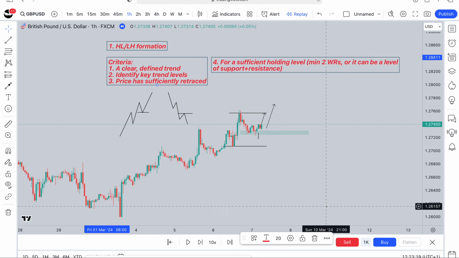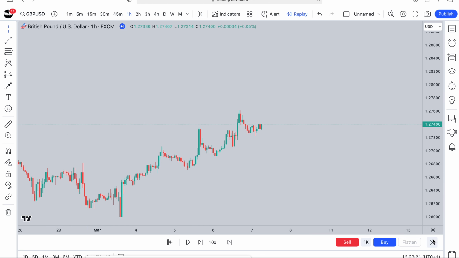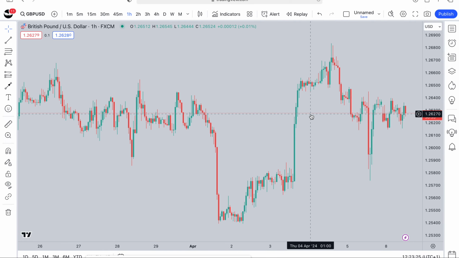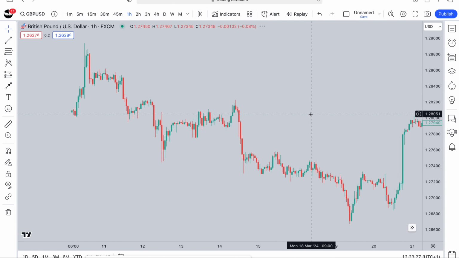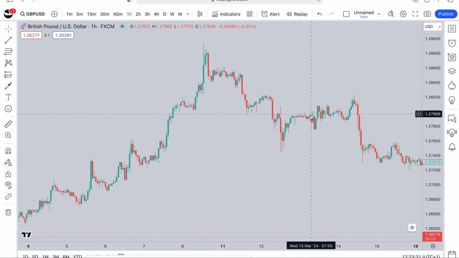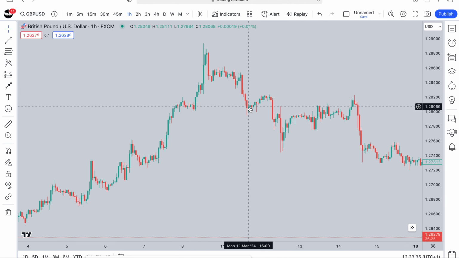So that's it for your higher lows and lower high formation. Let's go ahead and have a look at an example for a downtrend. Let's go ahead and look at a downtrend just so you can see. Tell you what, I won't draw out the whole thing, but I'll show you exactly what I'm talking about. Come by here.